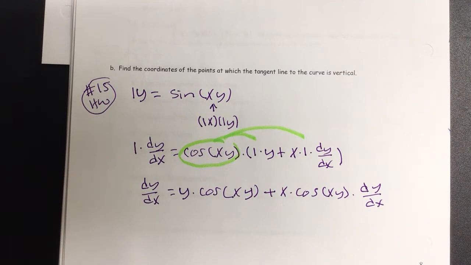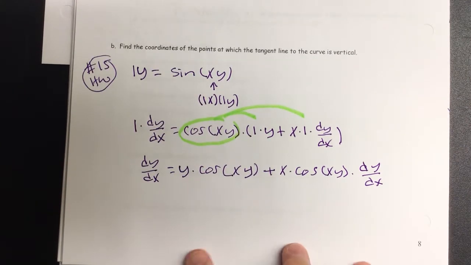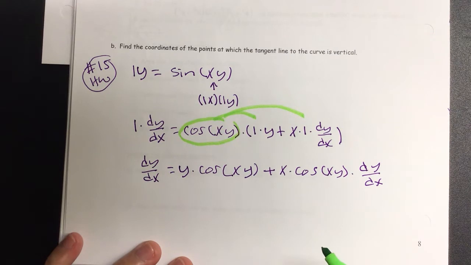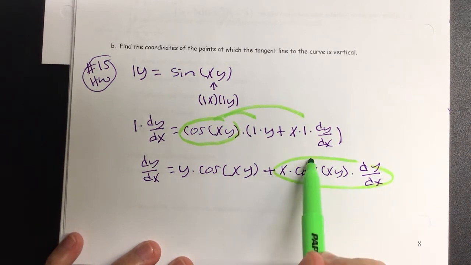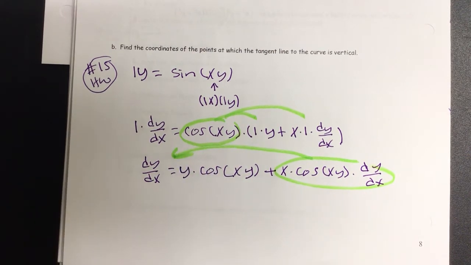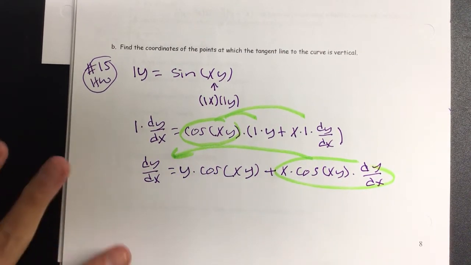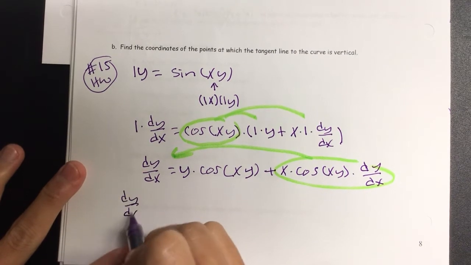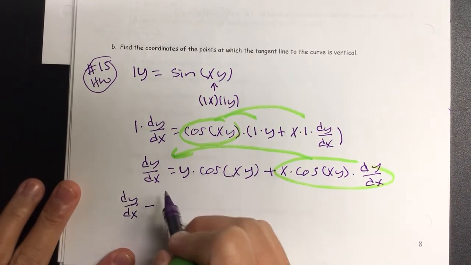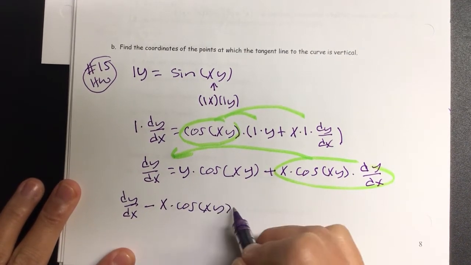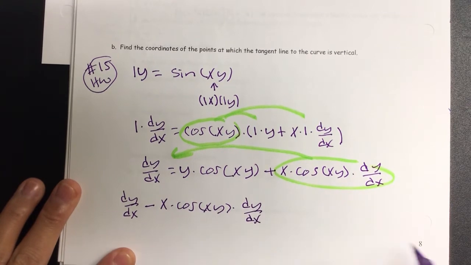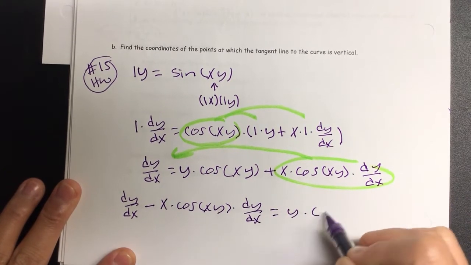And then just like on our notes today, our dy over dx is in 2 different locations, so I need to move them. Okay? Now, which one you move to which direction, it really doesn't matter. Let's go ahead and move this guy right here. Let's move all of this over. And I'm going to leave that one as it is. So when I do, I get dy over dx minus all that components. So we have x cosine of xy, dy over dx is equal to y cosine of xy.